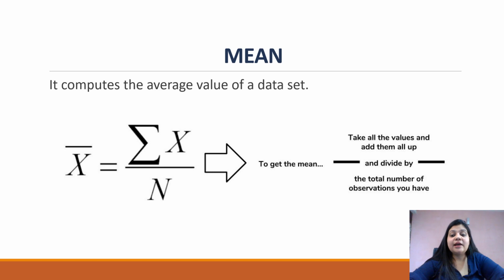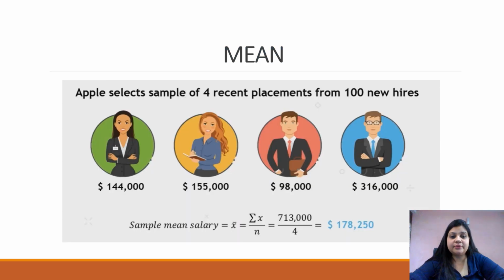So mean means average value of the data set. How is it computed? It is computed using a formula: x bar is equal to summation of all the values of x upon n. So x bar here represents the mean. Summation of x represents the sum of all the elements in the data set, and n is the number of elements in the data set. So let's see an example.